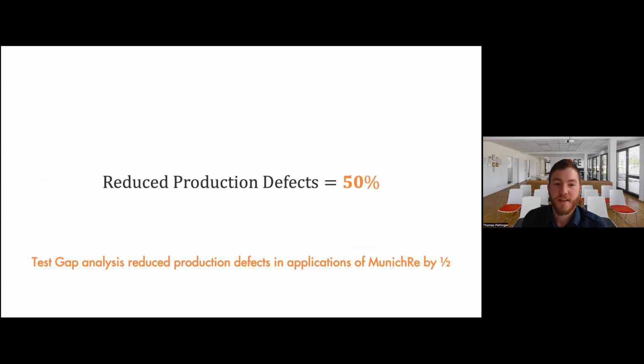we can say that we reduce the production defects by 50%, or there is only half of the bugs that appear in production. And that's a pretty significant drop. And we, and also MunichRE, were quite satisfied with this result. And therefore, we were able to present this together at the OOP conference.